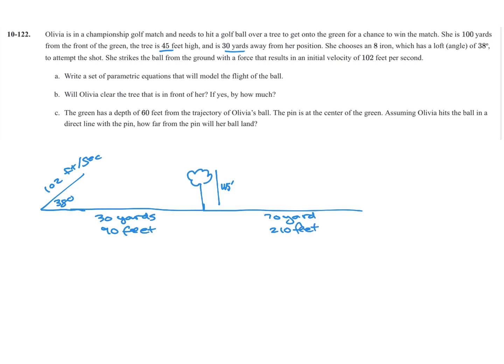So if I want to write a parametric equation, the first piece I can write is the horizontal. So x of t equals, because it's the horizontal, 102 cosine 38, and then t. Now if I want to write y of t equals, I'm going to have gravity take place in here, so it's negative 16t squared, plus I'm looking at the vertical, so that would be 102 sine 38 t. And because I'm hitting it from the ground, I don't need to account for being up or down, so that would be that equation.